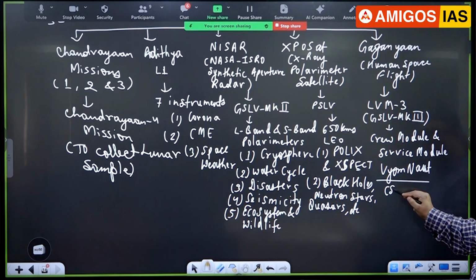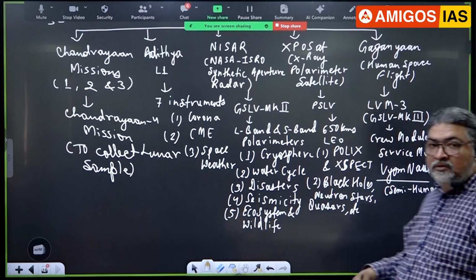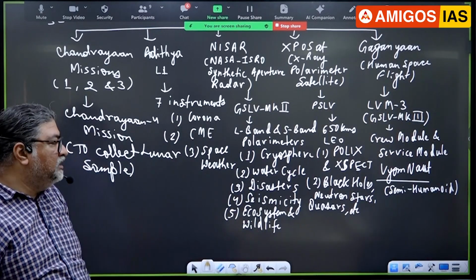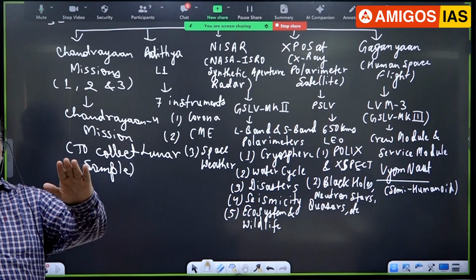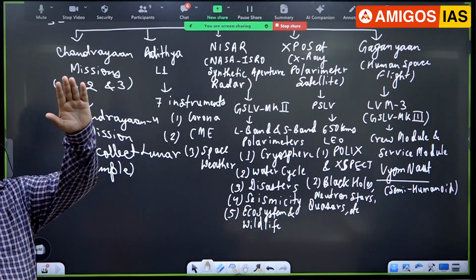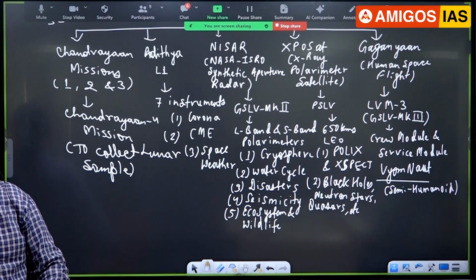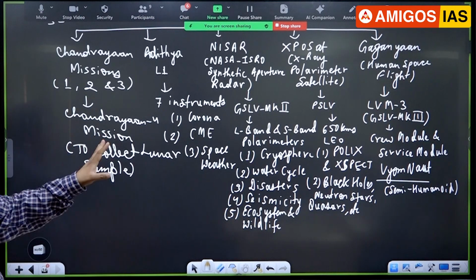This is a semi-humanoid. What does semi mean? That is only the upper part, not the complete one. Just half, the torso, will be part of the machine there. Semi-humanoid, Vyomnaut. And what is our plan? They will stay at 150 to 200 kilometers in orbit for two to three days and will be lowered back to the earth. They will land in the ocean and we will recover them. That's what we are planning.